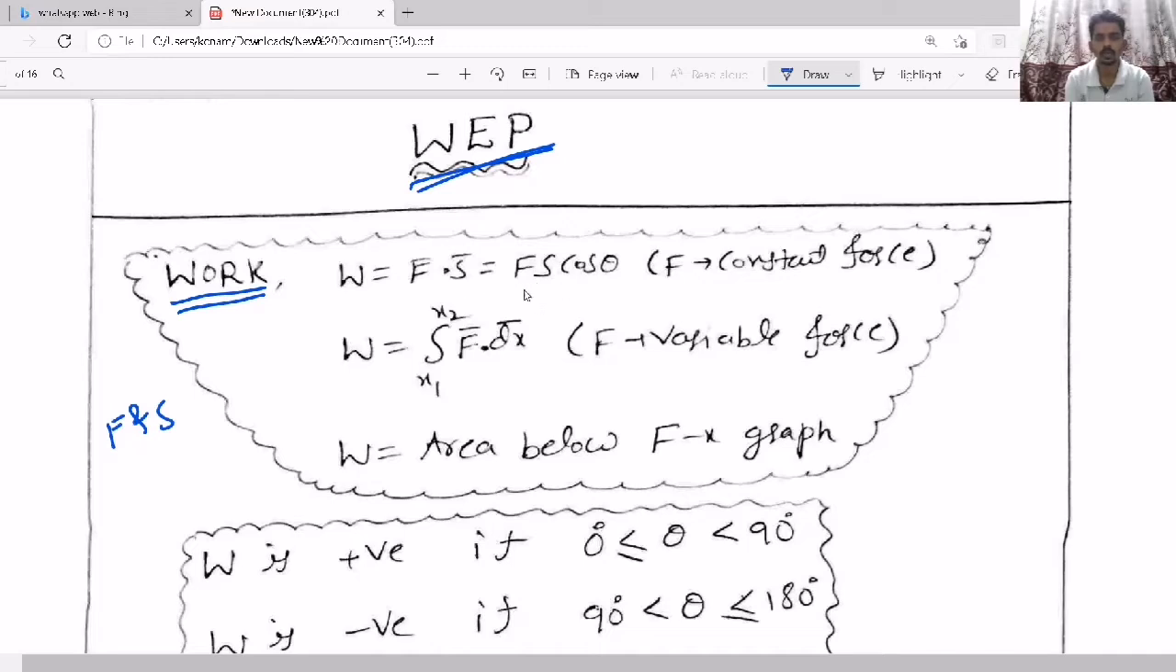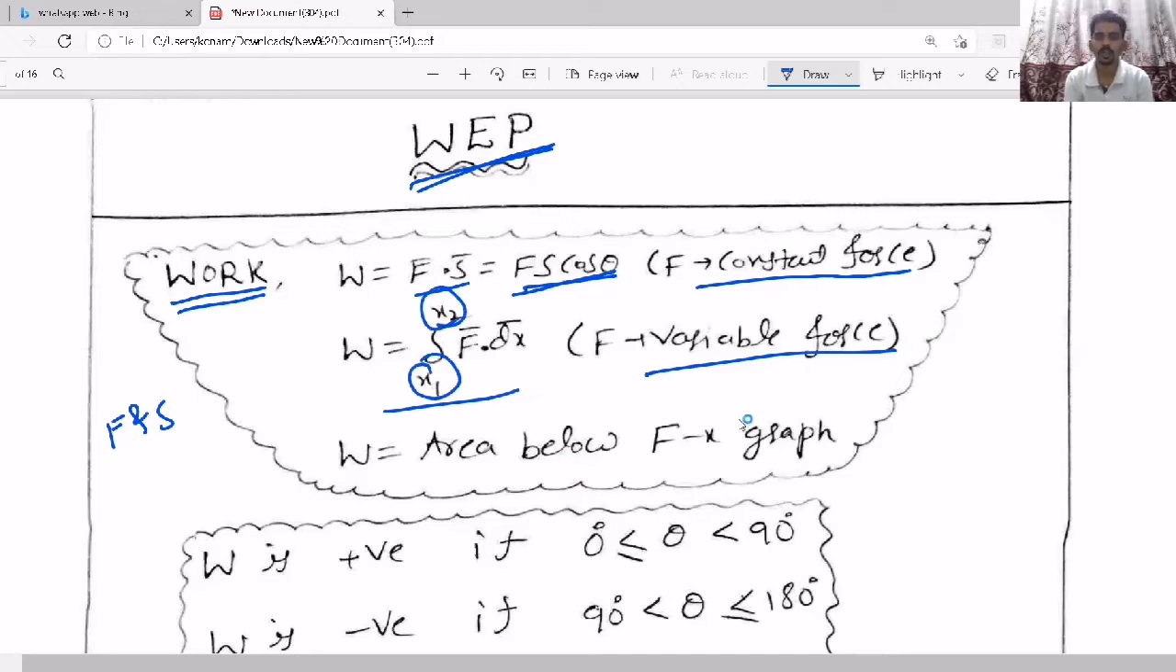So work done equals Fs cos theta is one formula if the force is constant. In case of constant force, work done is F bar dot S bar or Fs cos theta. And in case of variable force, work done is integration of F bar dot dx bar. Again the same dot product, but as the force is variable, the force value keeps on changing from point to point. So we need to go for integration from the initial position to the final position, x1 to x2.